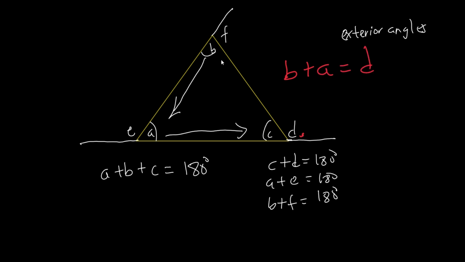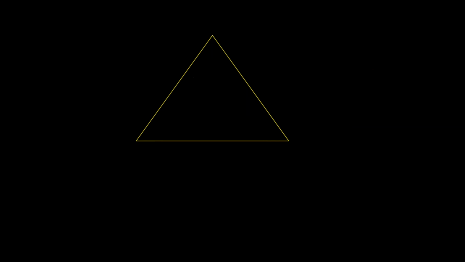The same way, B plus C will be equal to angle E. And also angle C plus A will be equal to angle F. So the main property we've deduced here is that the sum of the interior angles of a triangle is equal to 180 degrees. So when you add the interior angles, it is equal to 180 degrees.